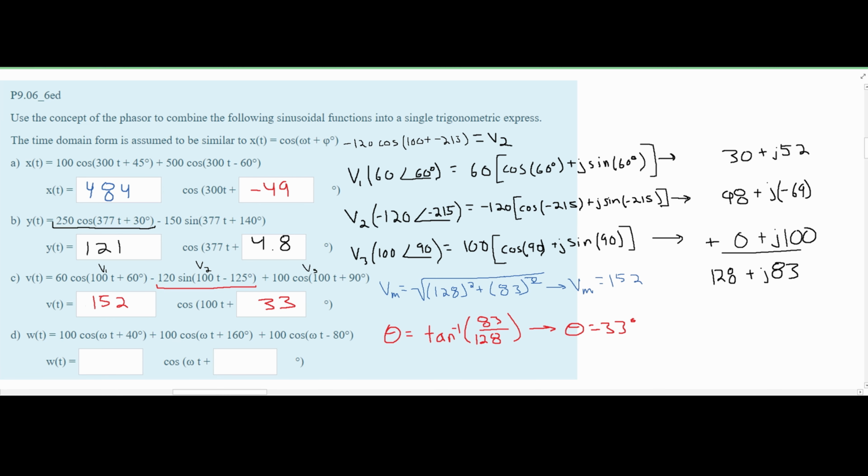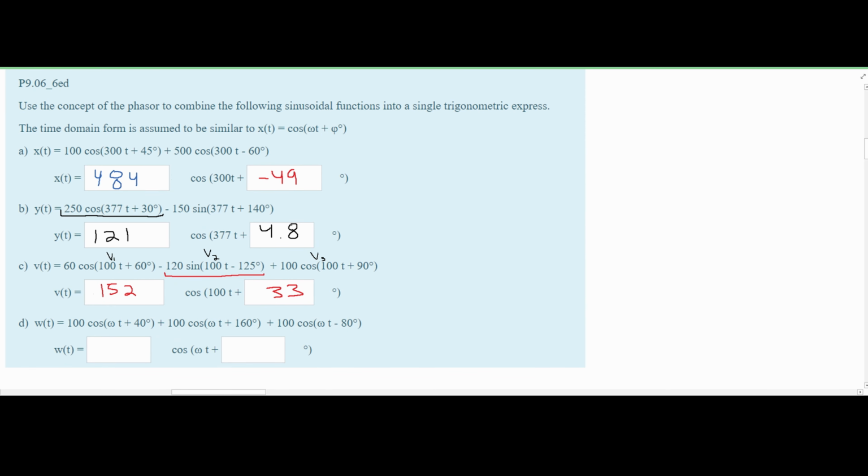Now we're going to move on to part D. For part D, we have three parts again. We are going to have our V1, our V2, and our V3. They're all cosines, so we don't have to convert anything. So that's pretty good. We just have to add everything together. So I'm going to write these all in their separate equations, but I'm going to show one and then everything else is basically the same.